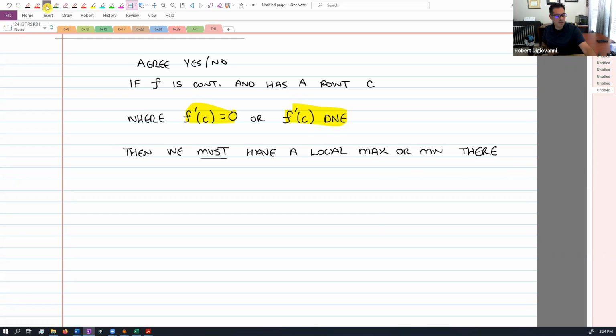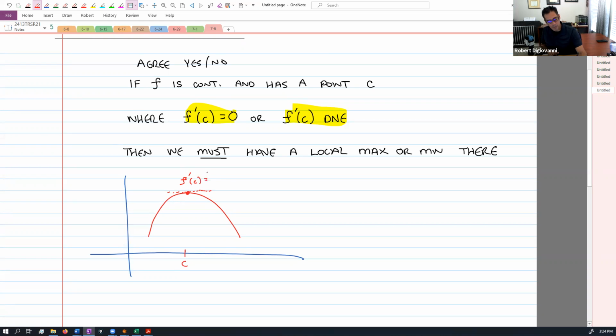Okay, let me guide us through this then. Let me draw a curve. Let's start out with something very simple. Right there, at this point C, what is the derivative here? What's the derivative at C? 0, because the slope of the tangent line is 0. So we have a point C where the derivative is 0, and obviously this is a local maximum, yes? Is it possible to have a derivative of 0 at some point, but it not be a local maximum?